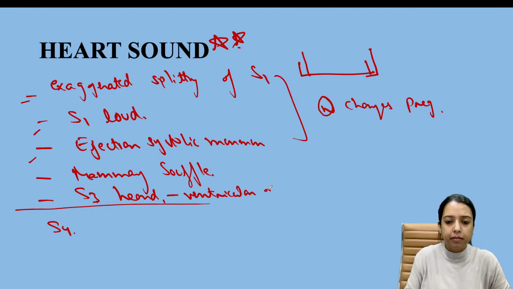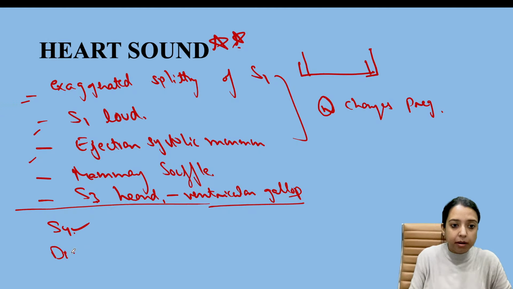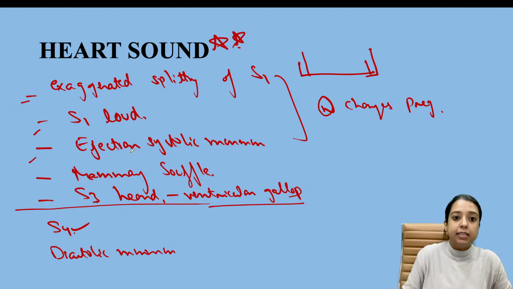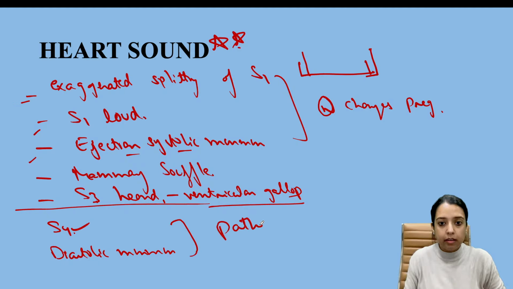Ventricular gallop. What is abnormal in pregnancy? Hearing S4 is abnormal. Second, what is abnormal? Diastolic murmur. Diastolic murmur is not normal. Ejection systolic murmur is normal. But if you are hearing a diastolic murmur, it is a pathology. They are not normal.